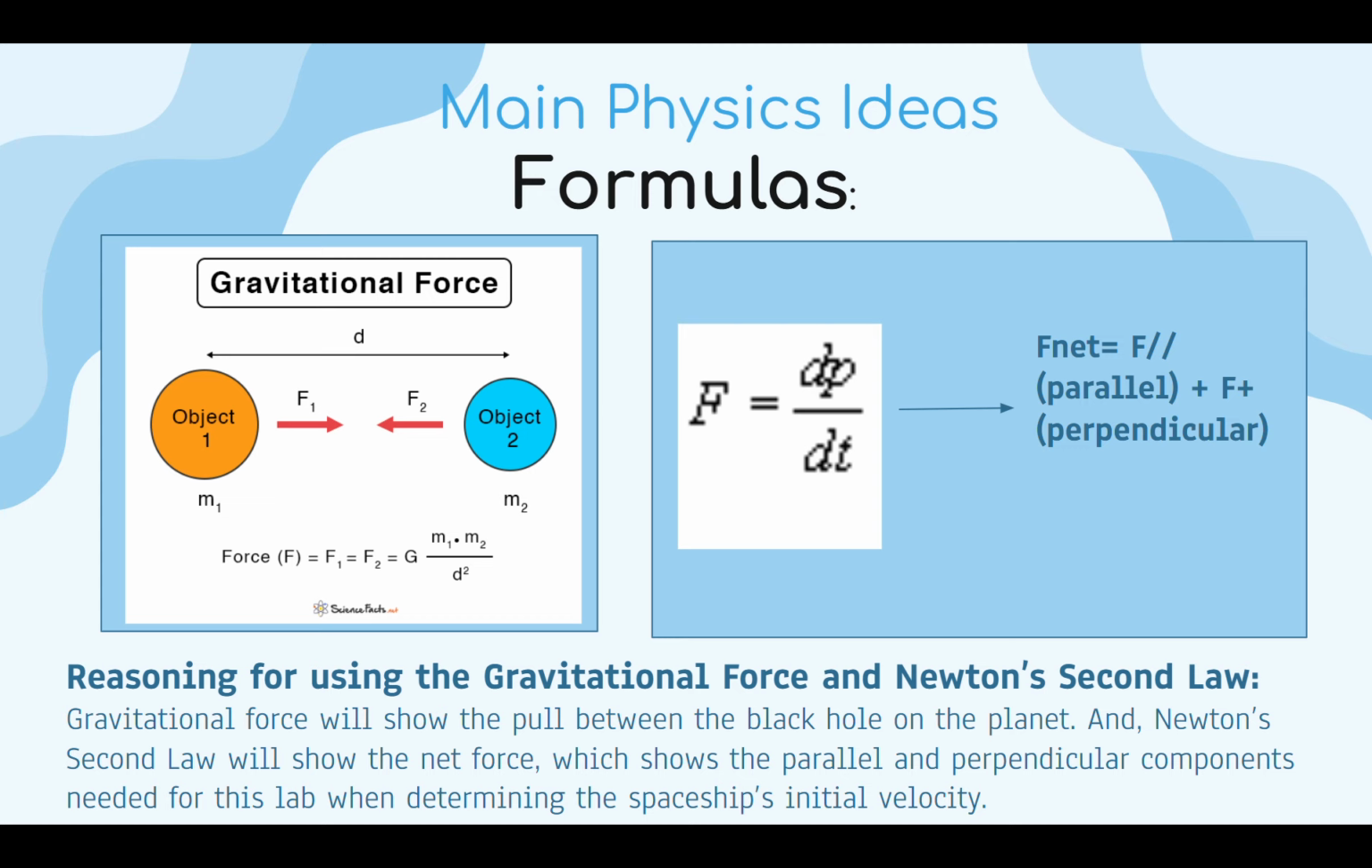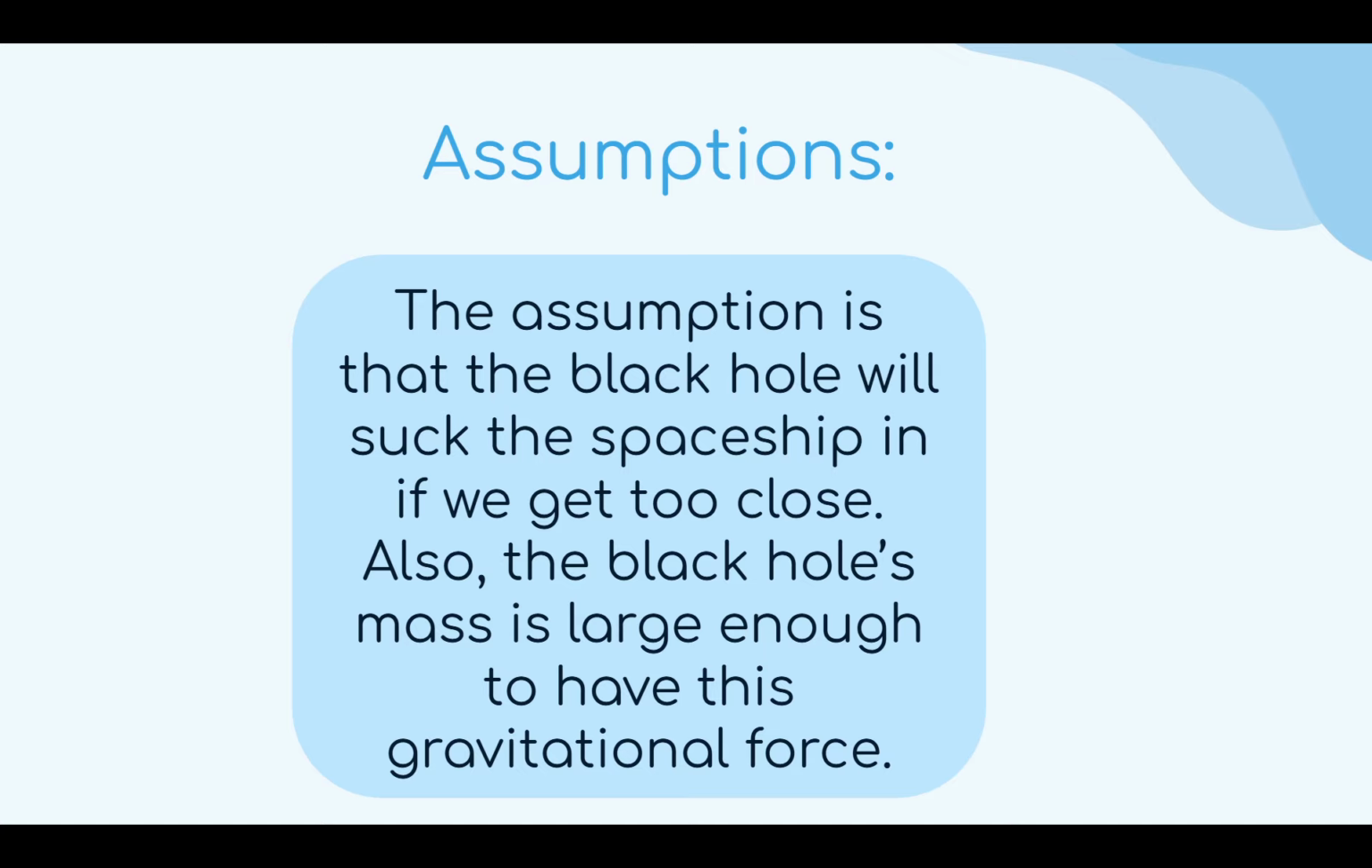black hole. So, to expand on these main physics principles and formulas, we see the gravitational force formula on the left and the F net formula, Newton's second law, on the right. And the reasoning for using these two formulas is to show the pull between the black hole and the planet, and also Newton's second law will show the net force, which helps us to understand the parallel and perpendicular components.